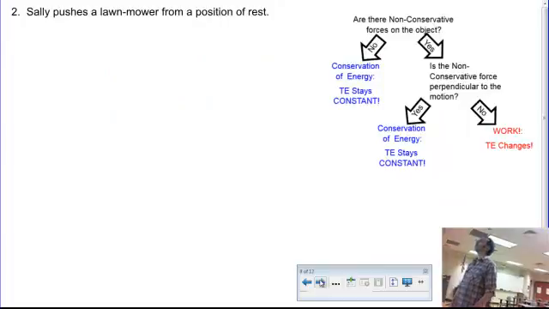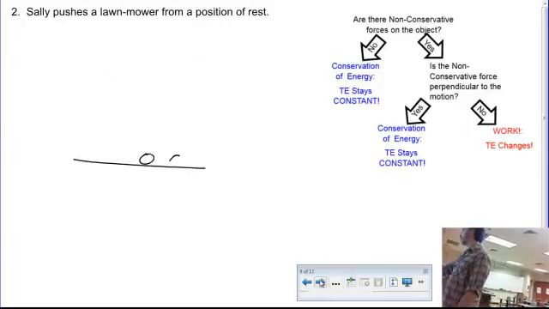All right, Sally pushes a lawnmower. So let's draw ourselves a little lawnmower.